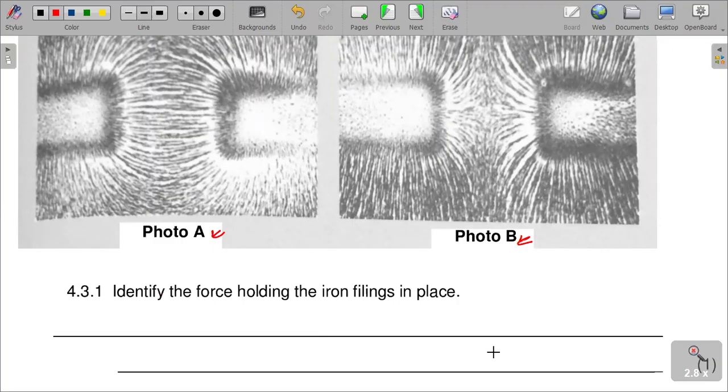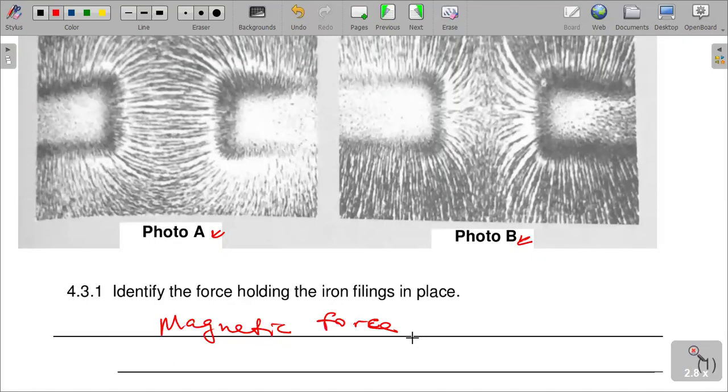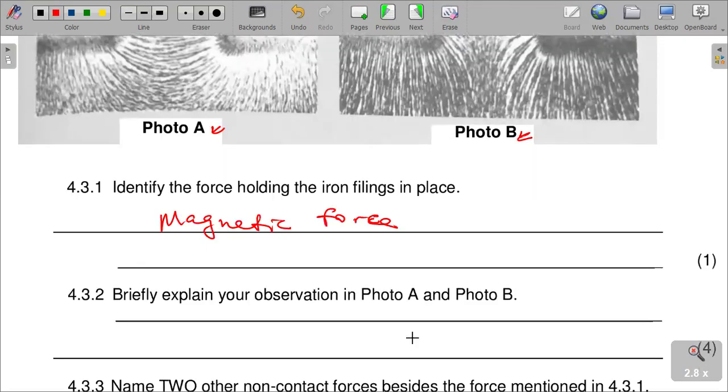I'm sure you can see this question is to do with magnetism. So it is magnetic force. That is 4.3.1. You can see that these are iron filings attaching to a magnet. So the force that is holding the iron filings in place is magnetic force. It is magnetic force that is acting here.